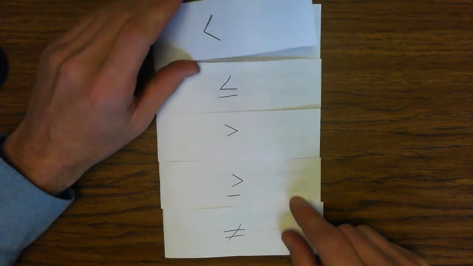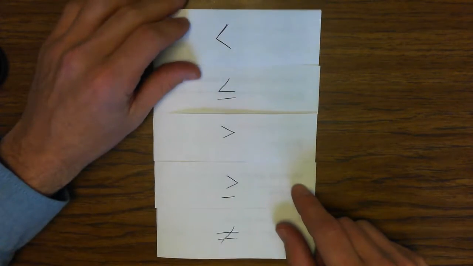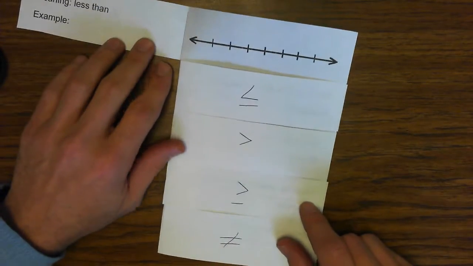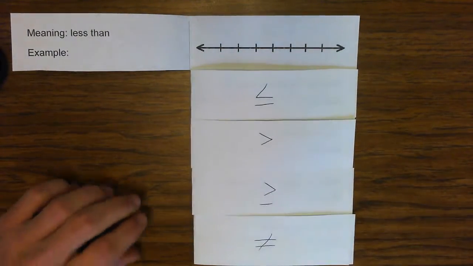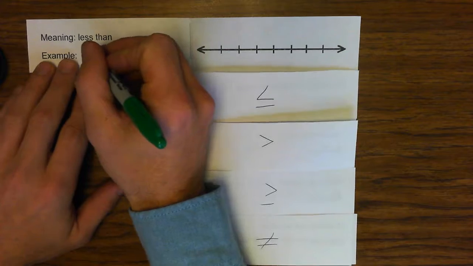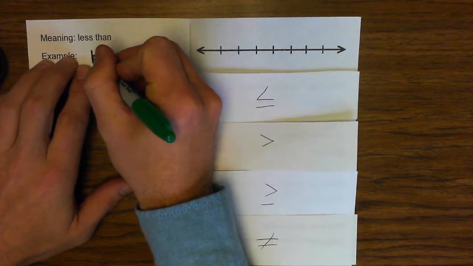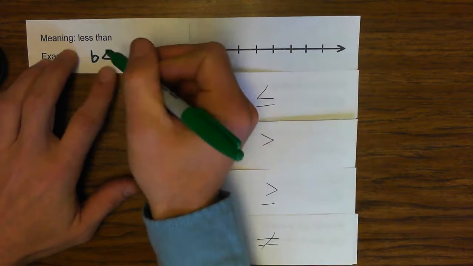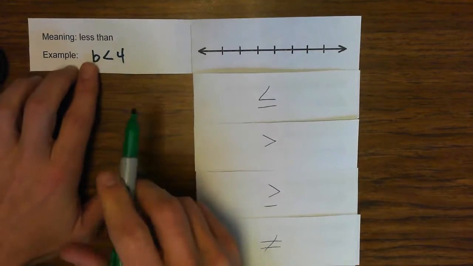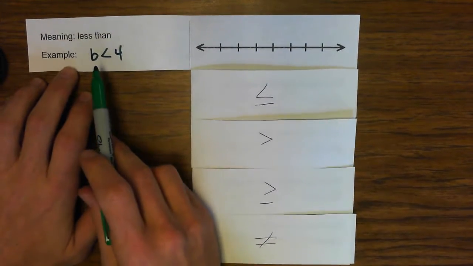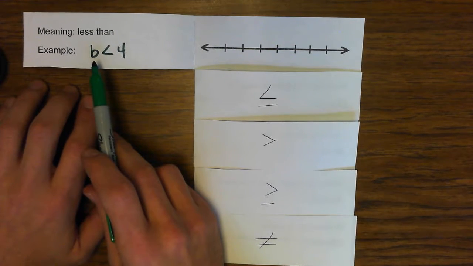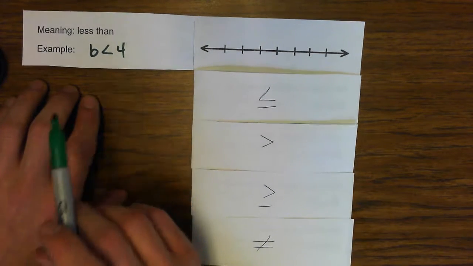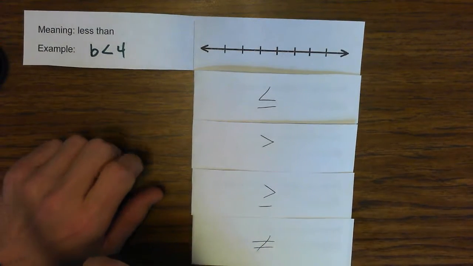So the first symbol that you see is less than. It's a less than symbol. And what that means is you'll have a variable, some number, is less than, and that's just an example. So some number is less than 4. You don't know what the number is, it's a variable, in this case b. But we know that whatever this number is, it's less than 4. So that's what it would look like written out.